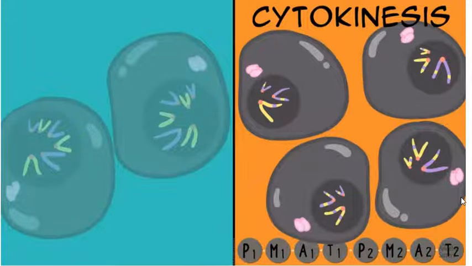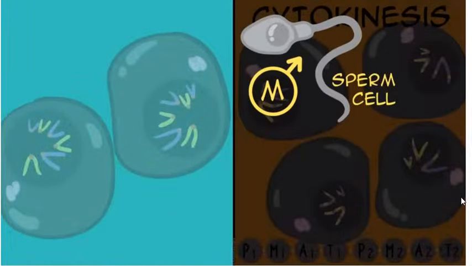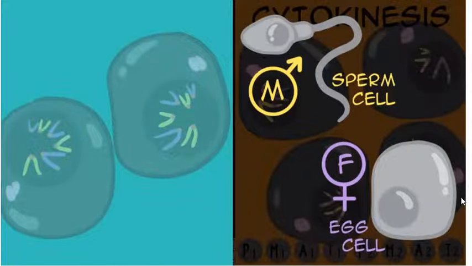We are now finished with meiosis, and we end with 4 non-identical cells. Gametes. Males make sperm cells in meiosis, and females make egg cells in meiosis.